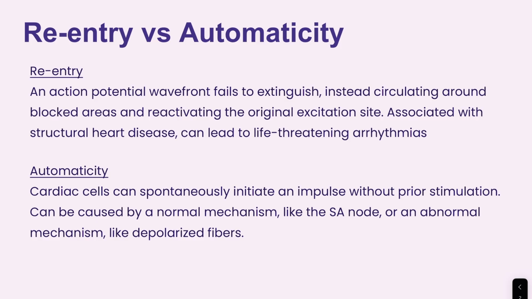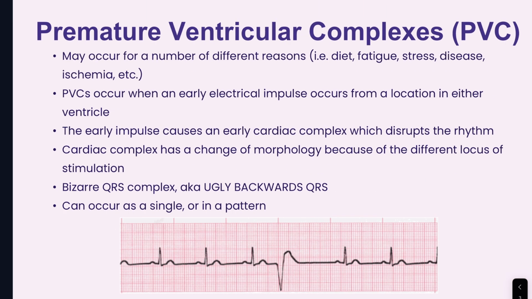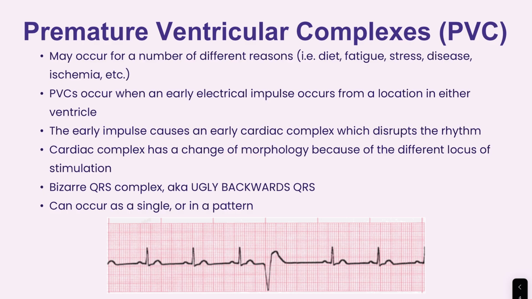Then we have automaticity. This is when our cardiac cells can spontaneously initiate an impulse without prior stimulation. We talked about this at the very beginning of our whole module series. That's the beautiful thing about the heart: any single cell in your heart is capable of automaticity. That can be a beautiful thing if your heart is starting to fail, and it can be a very annoying, frustrating thing if you've got some cells that are misbehaving. These can be caused by a normal mechanism like the SA node or an abnormal mechanism like depolarized fibers.